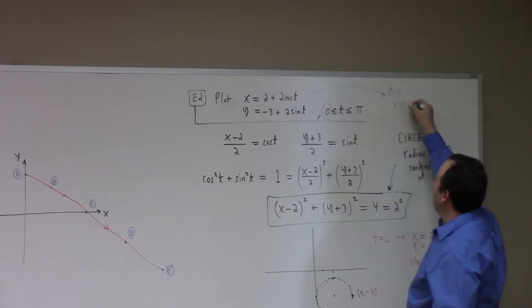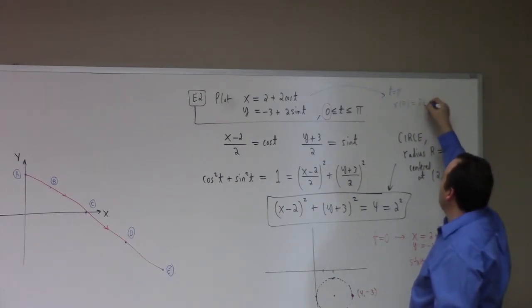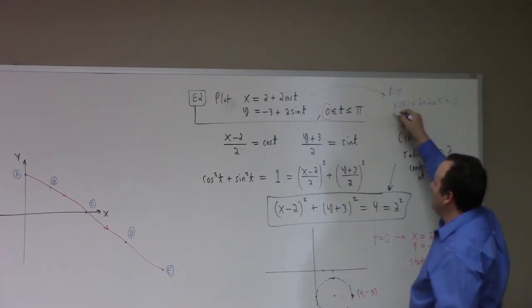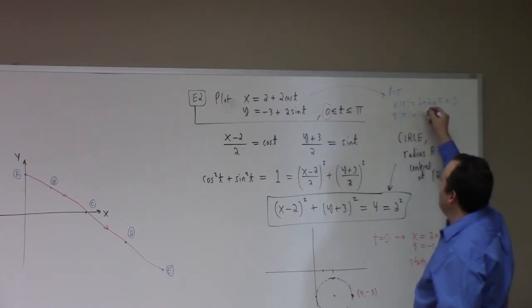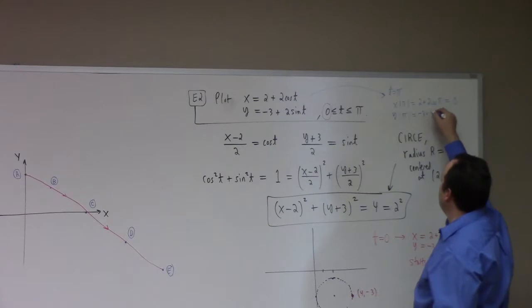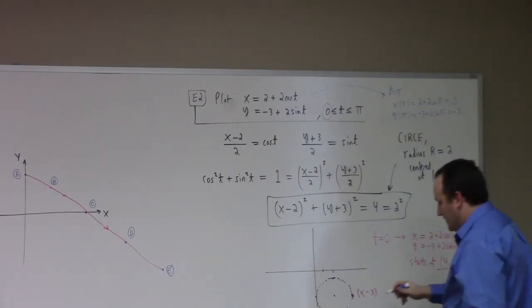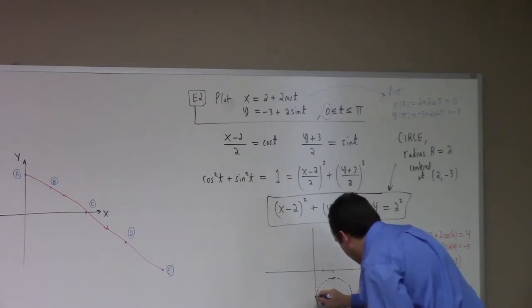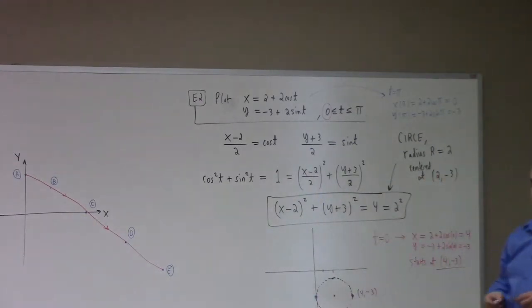X of pi is 2 plus 2 cosine pi, also known as 0. Y of pi is minus 3 plus 2 sine of pi, also known as minus 3. So its ending point is right here, right? I suppose you still got two possibilities. It could be the lower half or it could be the upper half of that circle, given that that's the starting and ending point. How could you be sure about which one it is?